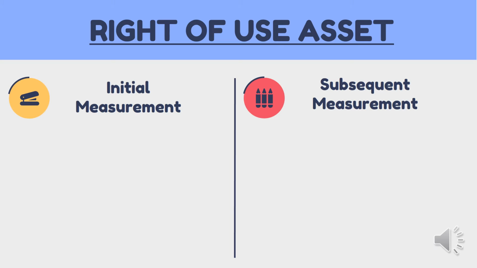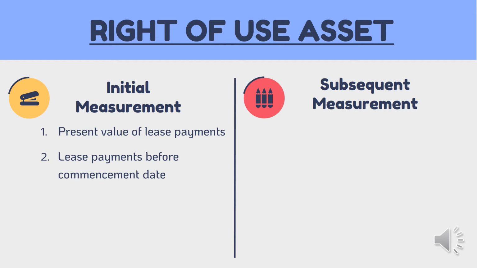So, paano ba siya mini-measure? Yung initial measurement niya is the cost. So, ano ba yung part ng cost ng right of use? Una na dyan is the present value of lease payments or the initial measurement of the lease liability. Second is lease payments made to lessor at or before commencement dates, such as lease bonus and less any lease incentives received.